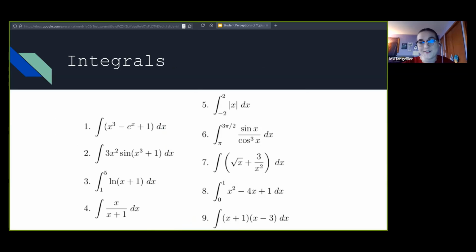All right, so for the integrals, now seeing how the derivatives and the limits were sorted, does anyone have any ideas on how the integrals were sorted? I'll wait for some fingers before I click ahead.